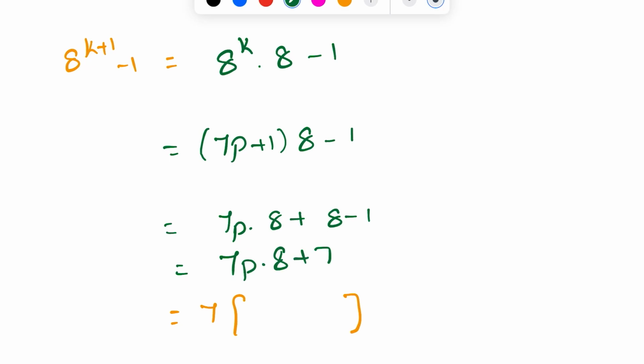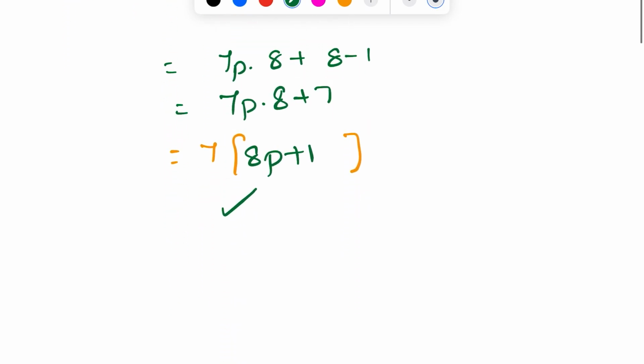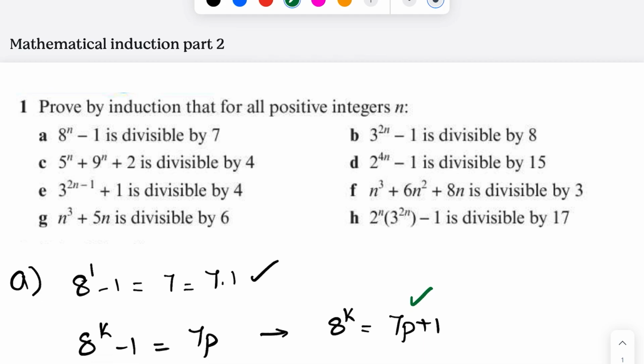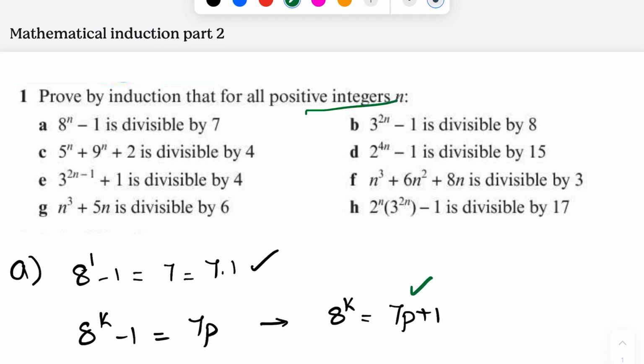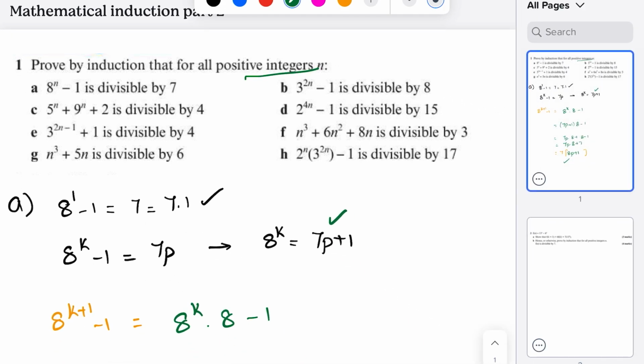Clearly we can see that we can take 7 common, so it becomes 8p plus 1. So therefore it is divisible by 7. So therefore by principle of mathematical induction, it is true for all positive integers of n. That is the first one.